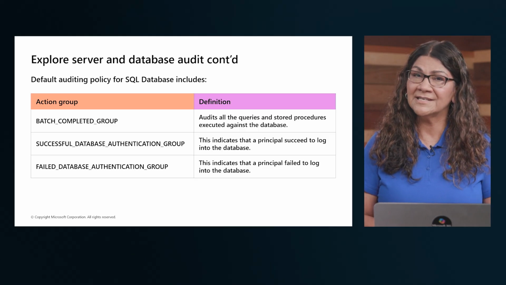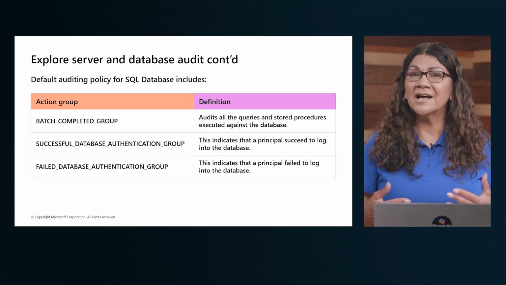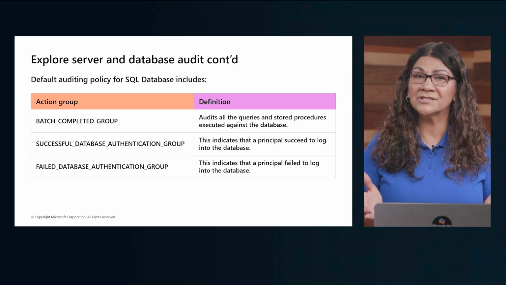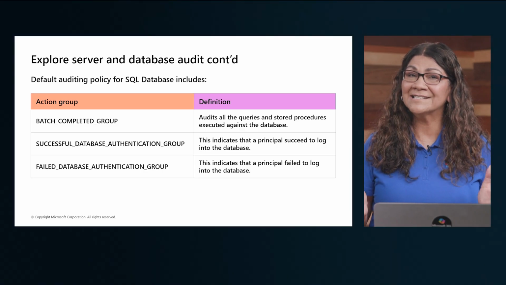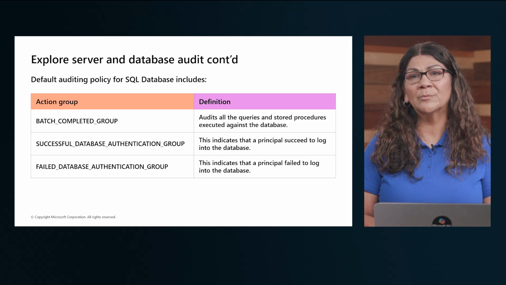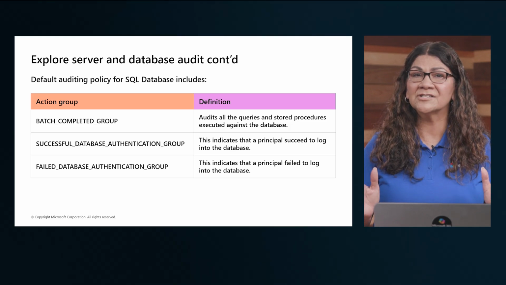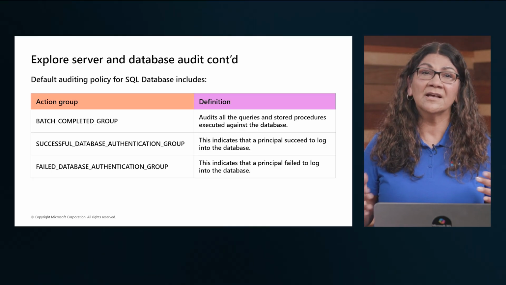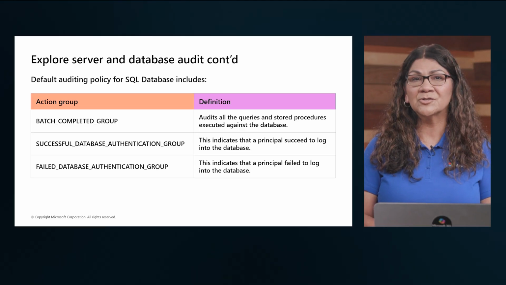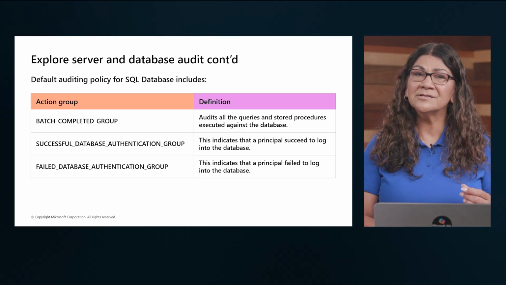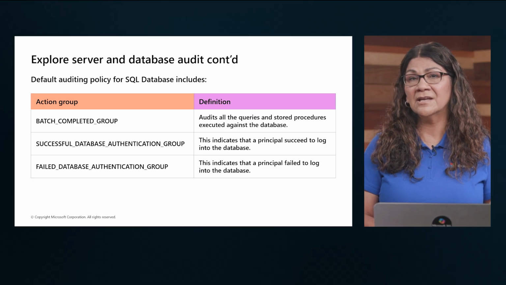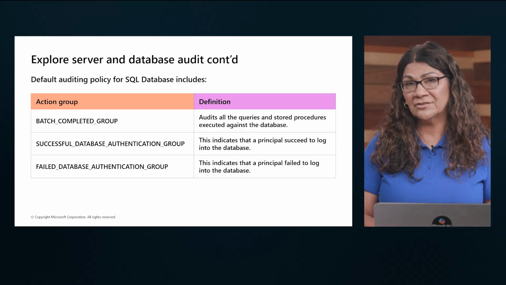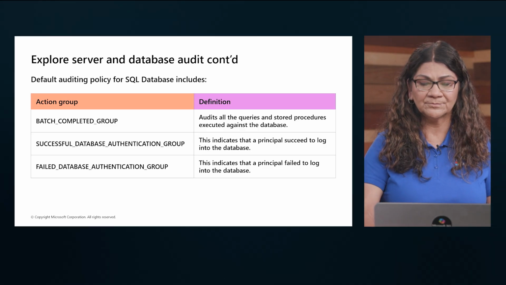Meanwhile, the failed database authentication group logs unsuccessful login attempts, which is critical for detecting potential security threats or unauthorized access attempts. These action groups form the foundation of a robust auditing strategy, enabling organizations to analyze activity patterns, identify anomalies, and meet regulatory requirements. For example, it can be used to monitor transaction activity, ensure patient data access is secure, and even track authentication events to prevent breaches.